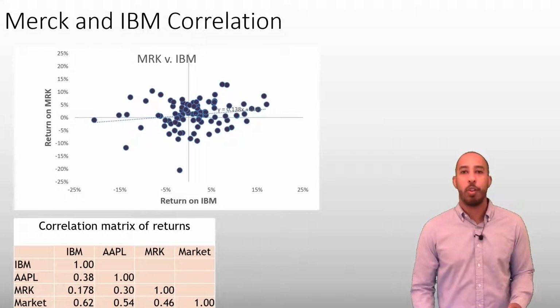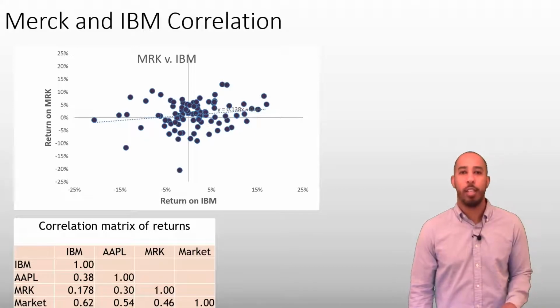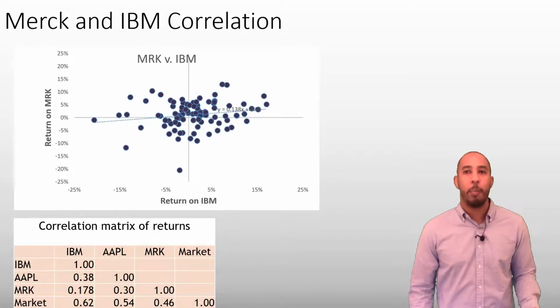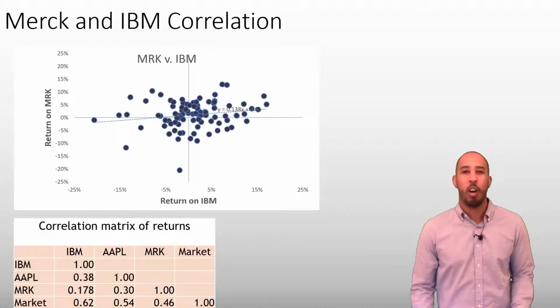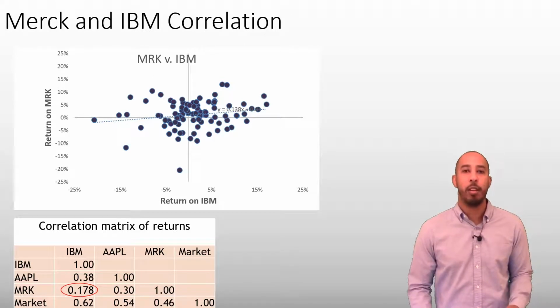I can use a computer to get the correlation of IBM and Merck, and I find that to be 0.178. So it's a positive correlation. When IBM does well, Merck tends to do so as well. But the relationship isn't too strong. Compare that 0.178 with some other correlations we see here. For example, the correlation of IBM and Apple is nearly twice as strong. That implies that even though Merck and IBM tend to move together, Apple and IBM move together much more closely.